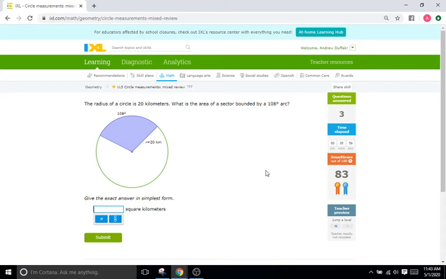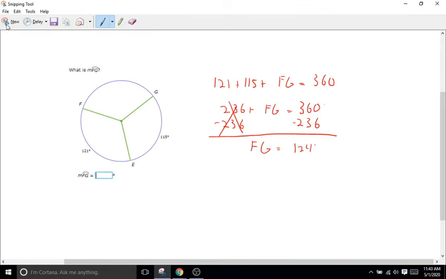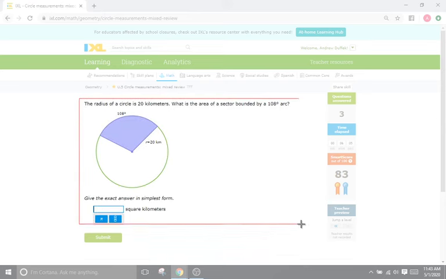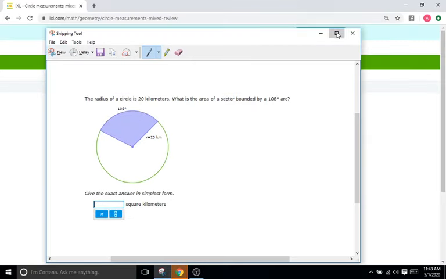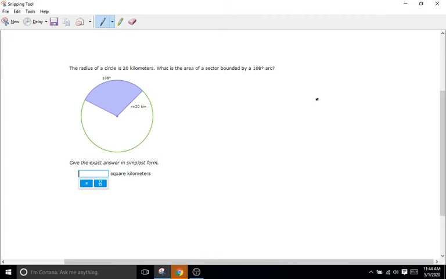Sector area. What is the area of a sector bounded by the 108 degree arc? Okay, good. So we'll come back here, copy the problem. And remember, this is just two steps: finding our area and then using the proportion ratio to find the area of the sector. So step 1, area of the entire circle is pi times r squared. R, or our radius, is 20. So it's just 20 squared. 20 times 20 is 400. So area of the entire circle is just 400 pi.